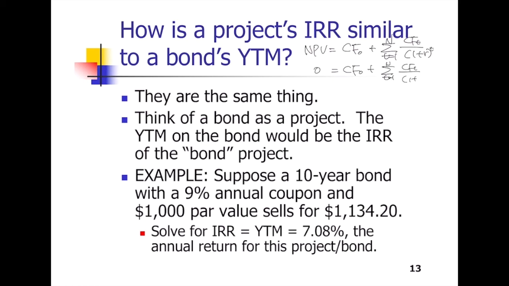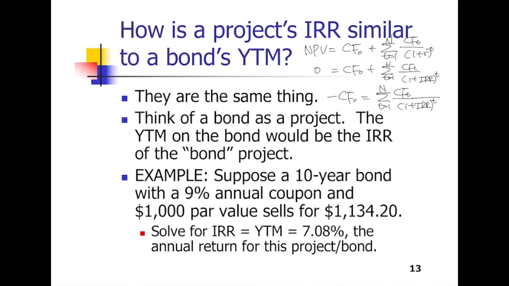And the R is what? In this case, IRR, right? And this can go to the left-hand side, so minus CF0 is equal to the sum from t equal to 1 to n of cash flow t over 1 plus IRR to the power of t, right? And think about a bond as a project. The yield to maturity on a bond would be the IRR of the bond project.